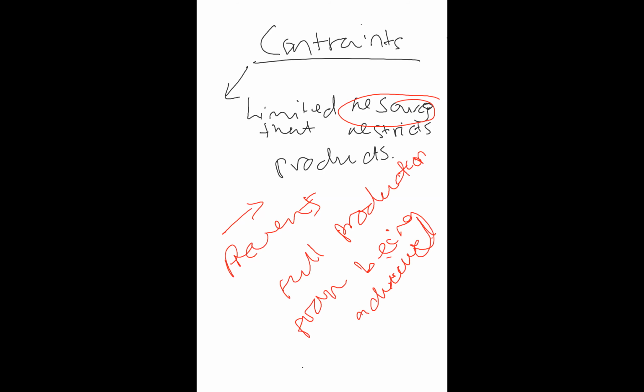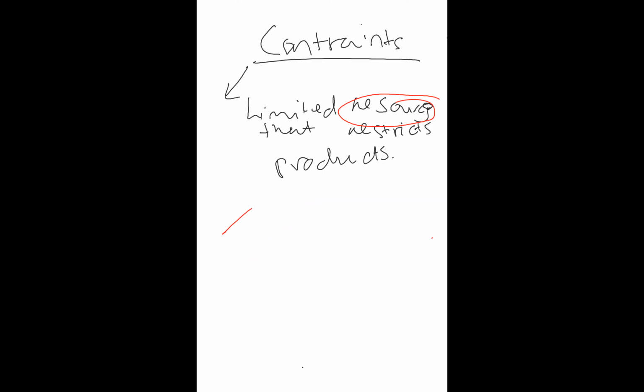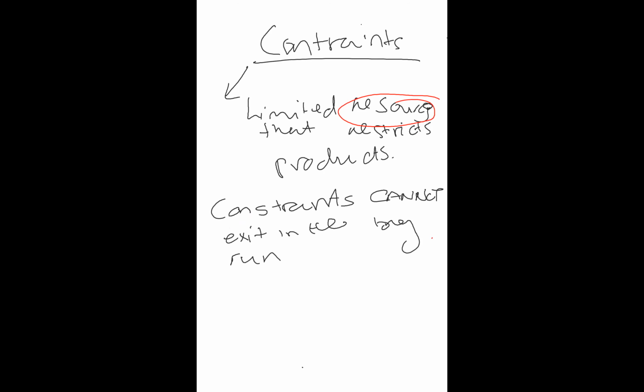Okay. So what happens with constraints is that they cannot exist. And I want you guys to remember this. Constraints cannot exist in the long run. So actually, let me just erase the stuff that I just drew here with my hideous handwriting and write something that is going to be very beneficial to everyone. Constraints cannot exist in the long run. They only exist in the short run.